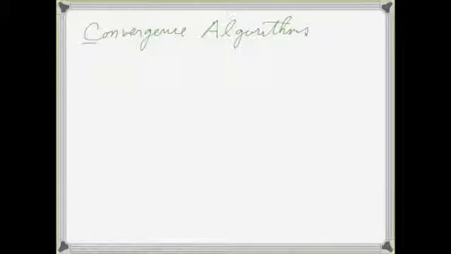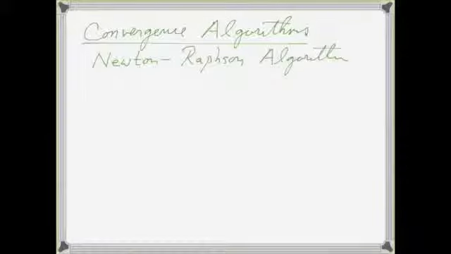We're going to talk about convergence algorithms, and particularly the one we're going to focus on is the Newton-Raphson algorithm, because that's always worked pretty well. It seems to give the fastest convergence that we've found. There's one that seems a little more robust but a little slower. I'll talk about that at the end.